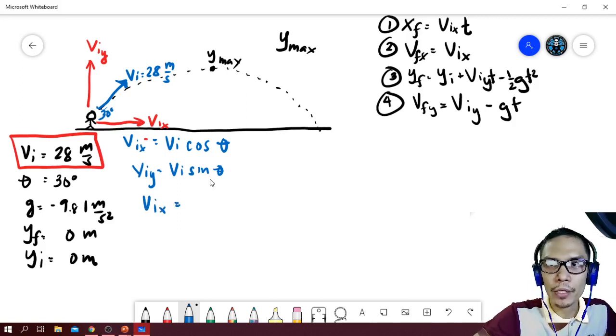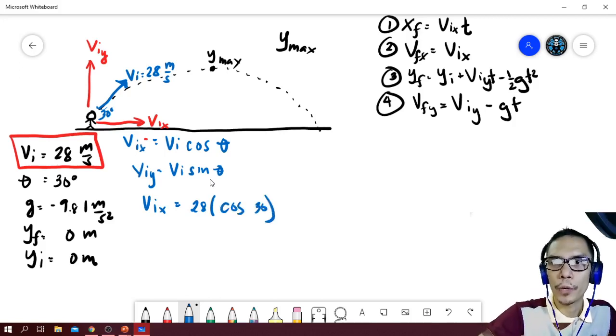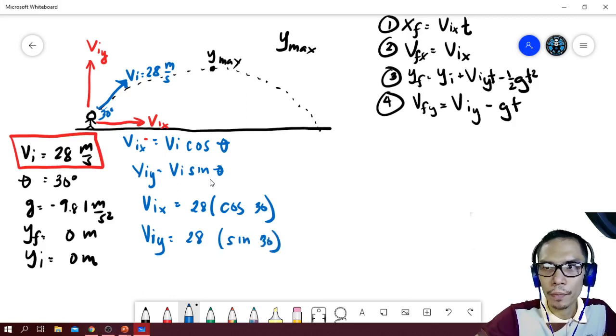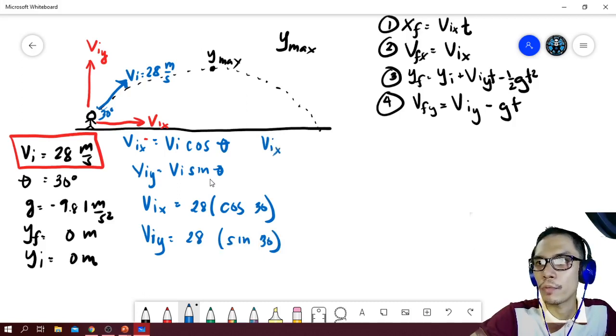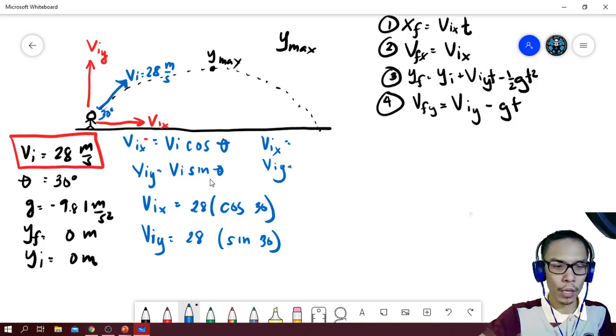For the v sub ix, that will be 28 times cosine of 30. For the v sub iy, we have 28 times sine of 30. So what will be the answer to that? For v sub ix, 28 times cosine of 30.